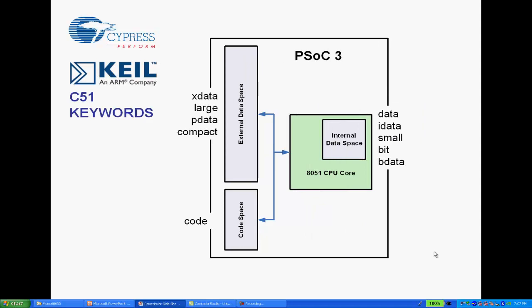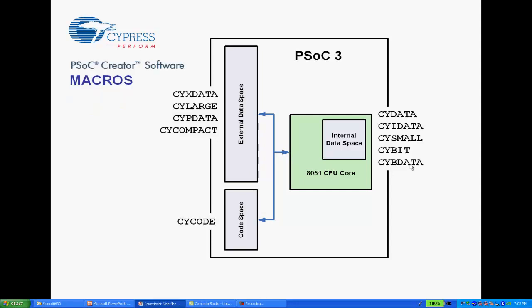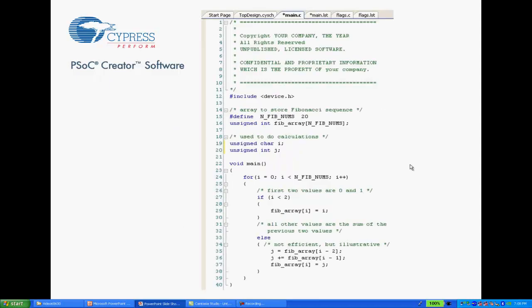Keil defines memory models, typically using the terms large for the external space and small for the internal space. There are several other keywords that tell the compiler where, in these memory models, to place variables, structures, and arrays, and how to address them. The Keil keywords are not portable to other C compilers like for PSoC 5, so PSoC Creator offers equivalent macros to make porting easier. So what happens if you ignore all this and simply write C code without any special keyword? This code, which does the classic Fibonacci sequence, will compile just fine, but the compiler will use the large memory model, the one that uses the external space, as a default.